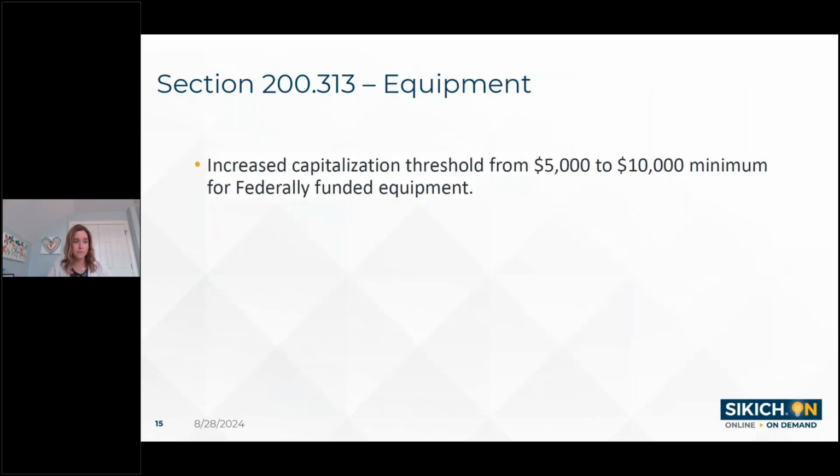Looking at subpart E, section 200.313, equipment. So again, increase that capitalization threshold from $5,000 to $10,000. So a welcome change there.